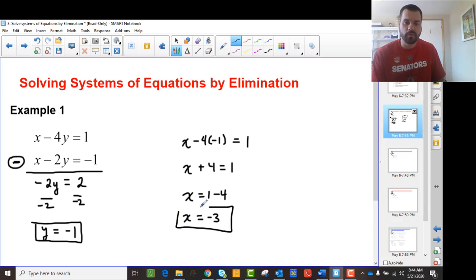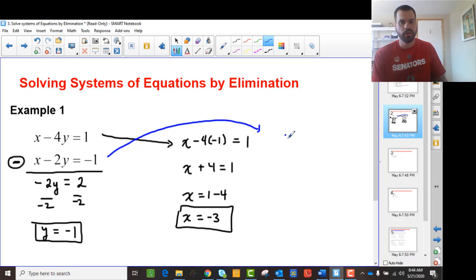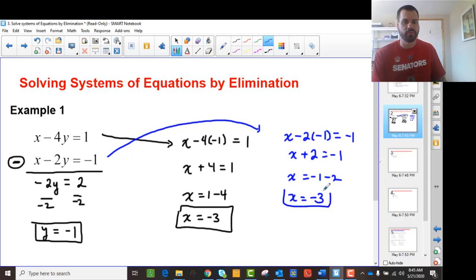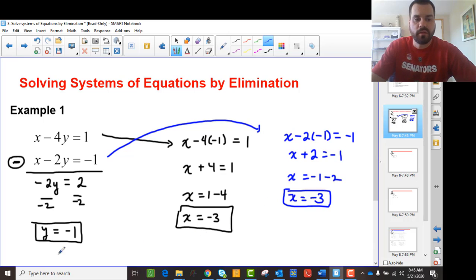Okay, so all I did was plug into this equation. You could have done the exact same thing with the other equation. You don't have to do both, but just to show you, I could have gone like this. Plugged in y as minus 1 here, and that would give me x plus 2 is equal to minus 1. So then x is minus 1 minus 2, and x is minus 3. So I would get the same value either way. It doesn't matter which one you plug back into. Once you've got the value of y, you can get the value of x from either one.